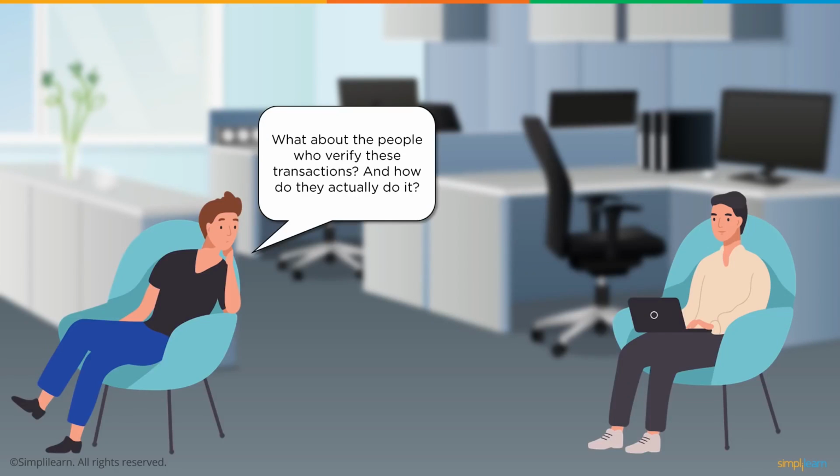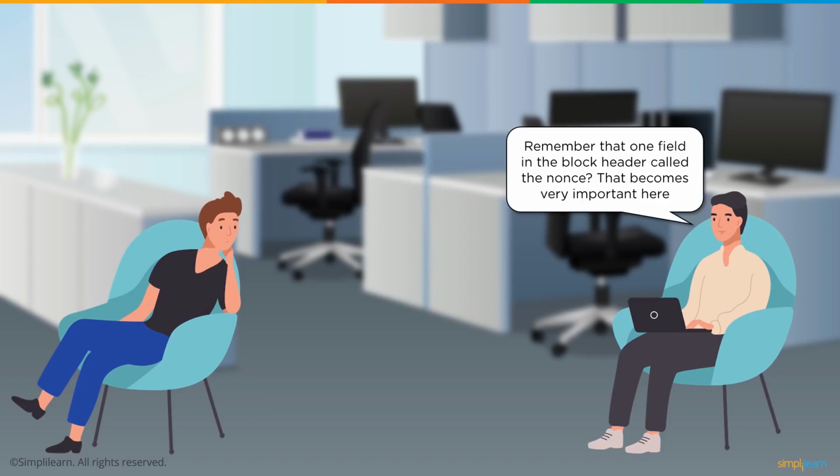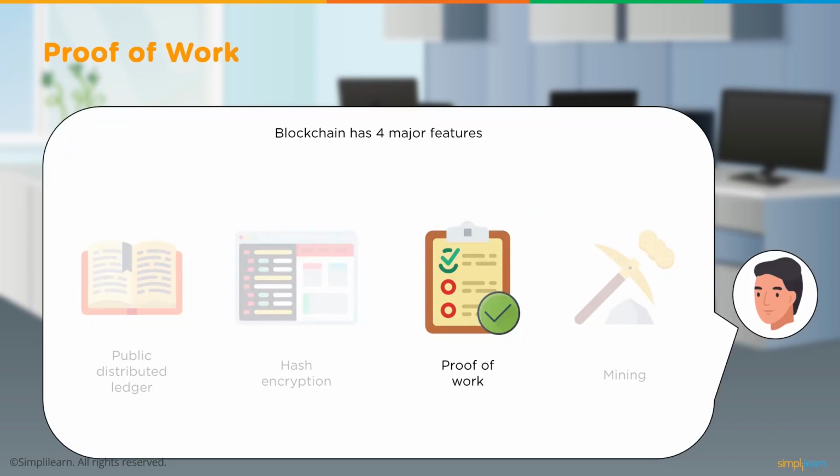So basically, this is the process of comparing the hash values to authenticate the identity of the sender. Now, what about the people who verify these transactions and how do they actually do it? So remember that one field in the block header called nonce that becomes very important in order to verify the transaction. So now we will talk about the third feature, which is the proof of work consensus algorithm.